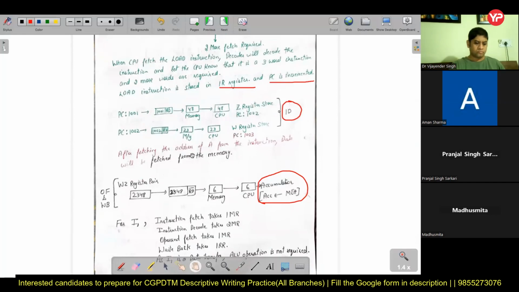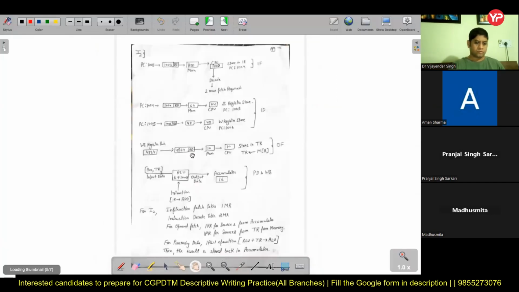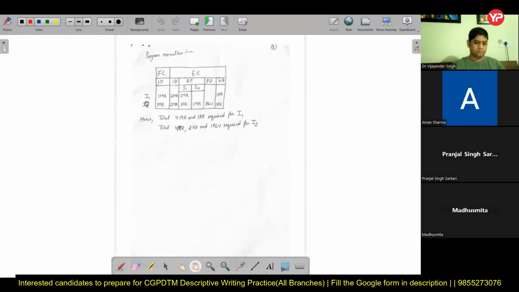So for now, in your case, you have made one box. You have to show both the instructions differently. That in instruction one, for the instruction fetch phase, we had 1 MR. For instruction decode, we had 2 MR. Then operand fetch 1 MR and then write back into the accumulator 1 RR.